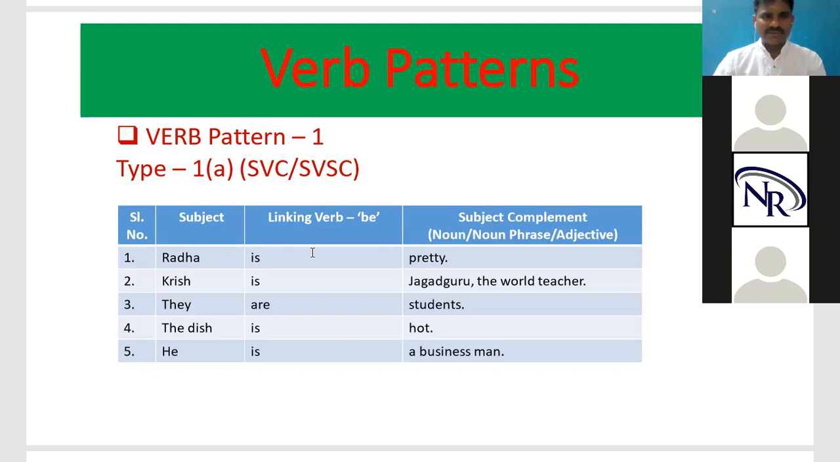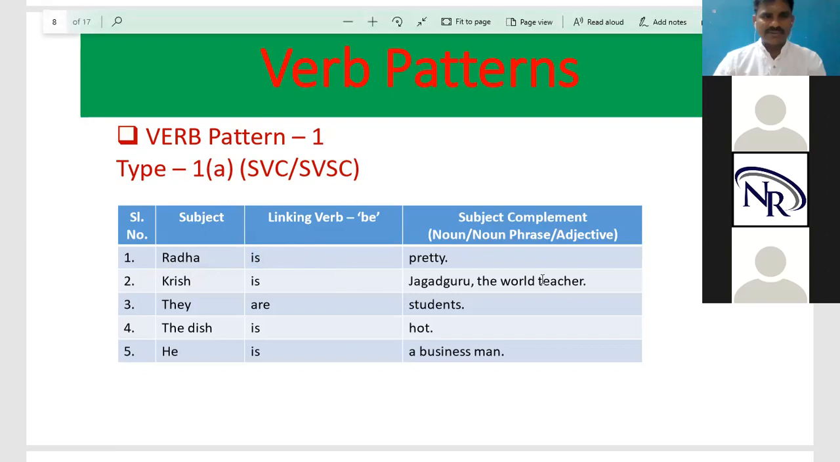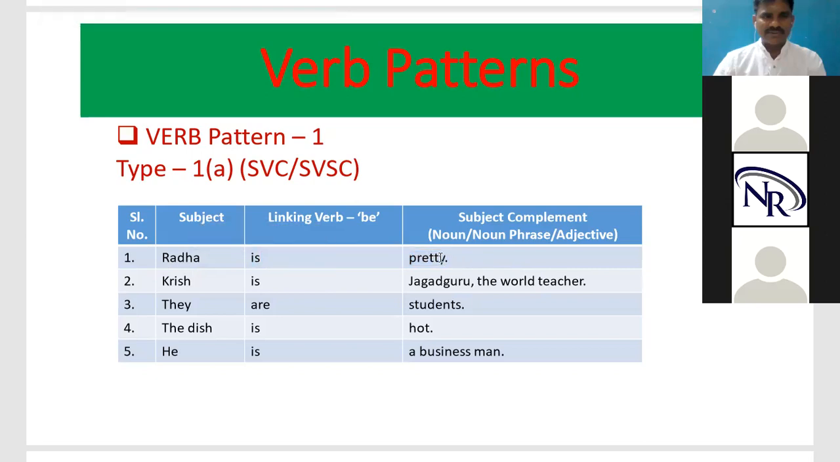For example, Radha is pretty. What is the subject here? Radha. The linking verb is the be form, is. Pretty is the complement. Who is pretty? Radha. So Radha is the subject, and pretty is the subject complement. It is talking about the subject and gives information about the subject.